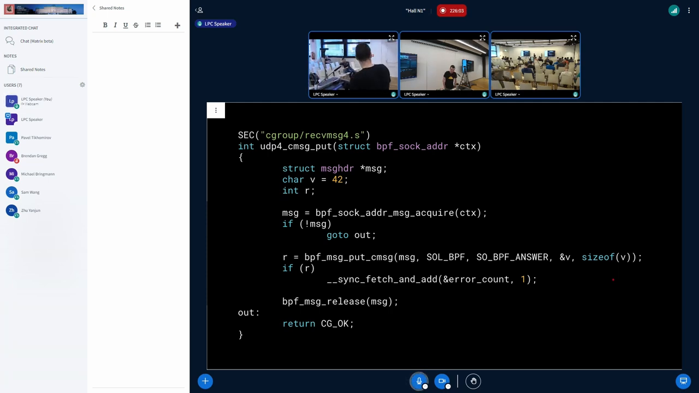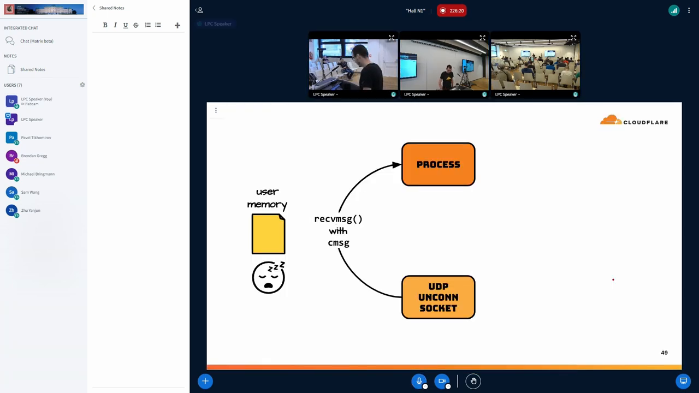How it can look from your BPF code. So it's pretty straightforward. We can get our hands on the message object from the context we receive. We just act on the message object and store the additional cmsg data in there. Right, so that's on the receive path.